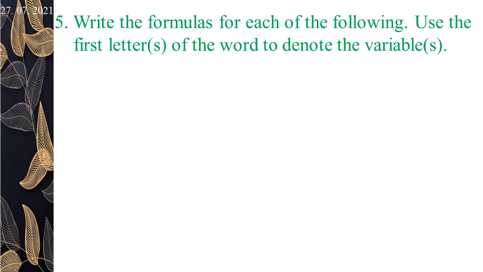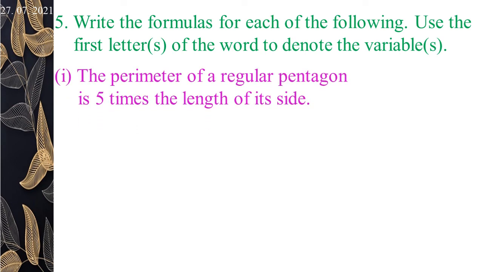Fifth one, write the formulas for each of the following. Use the first letter S of the word to denote the variables. First one, the perimeter of a regular pentagon is 5 times the length of its side. Let us find the solution.